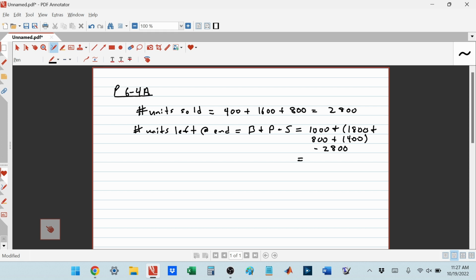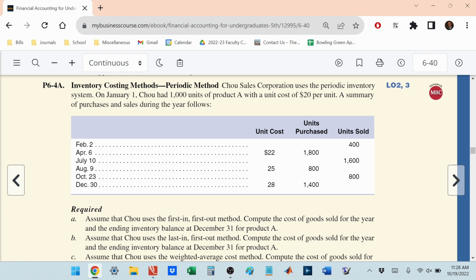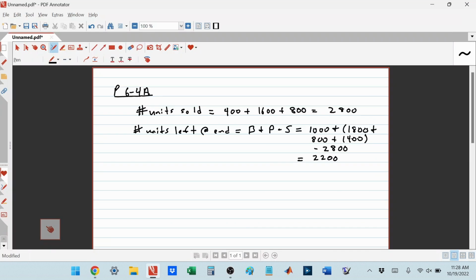So 1,000 plus 1,800 is 2,800 plus 800 is 3,600 plus 1,400 is 5,000, and then subtract 2,800 from 5,000. So we have 2,200 units left at the end of the period. In this case, the period is a year, as you can see the dates. So at the end of the year, we had this many units left, and during the year, we sold this many units. All right, so we're doing this assuming the company uses a periodic system.